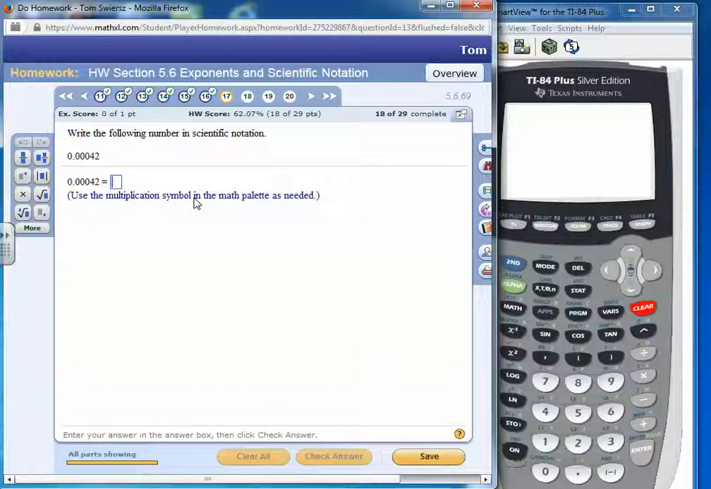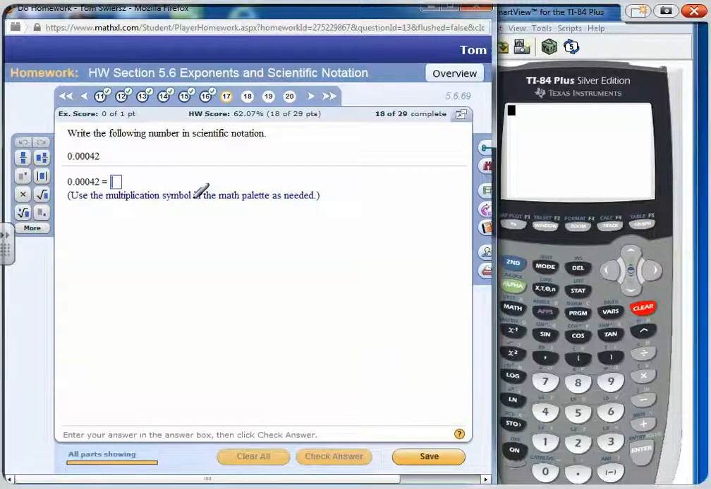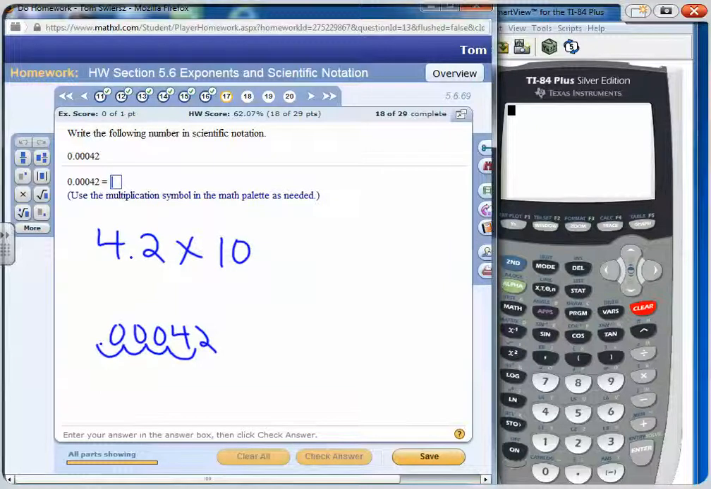0.00042 in scientific notation. Again, we need one number to the left of the decimal, so it would be 4.2, right? Now 0.00042, we go over 1, 2, 3, 4 places, right? But now what? This number is very small, so we would have to divide. So that means it is a negative exponent. When it's a small number, it's a negative exponent.